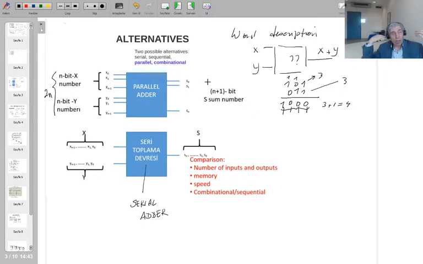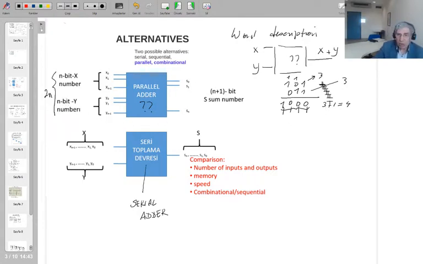So we determined now the input variables and the output variables. This tells me how many functions I am going to design. n plus 1 functions I am going to design. Each of these functions is going to be a function of 2n variables. So what is inside? We don't know. That's the question mark, right? So we said this is a parallel adder. Why did we say parallel adder? Because all these numbers, two numbers, all the bits are applied at the same time.